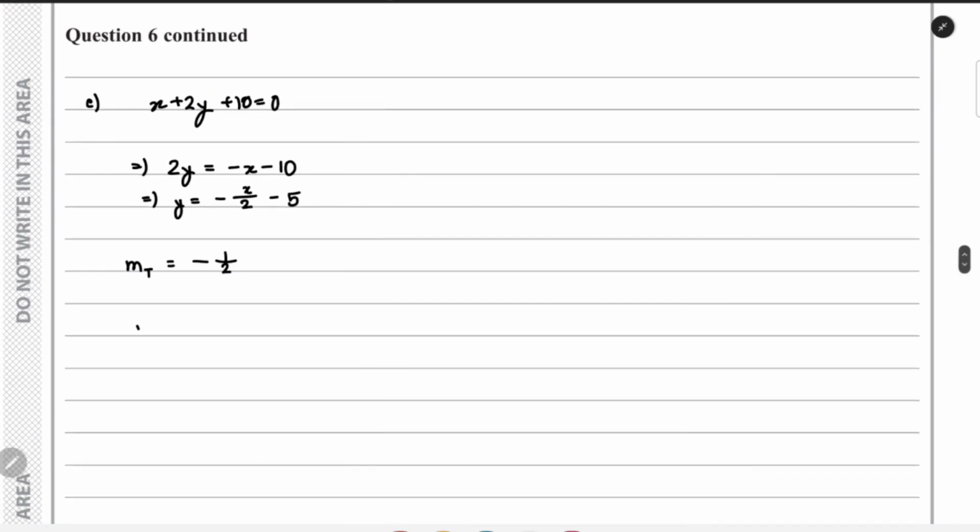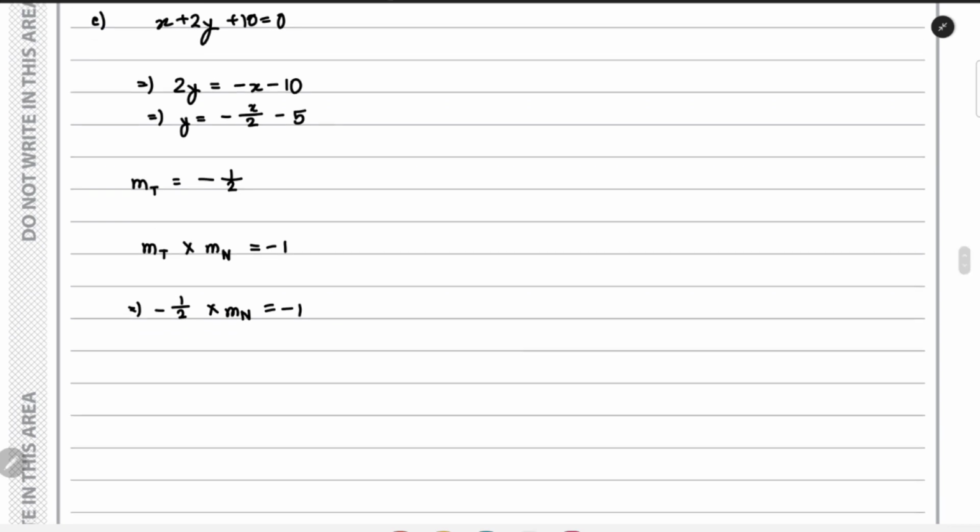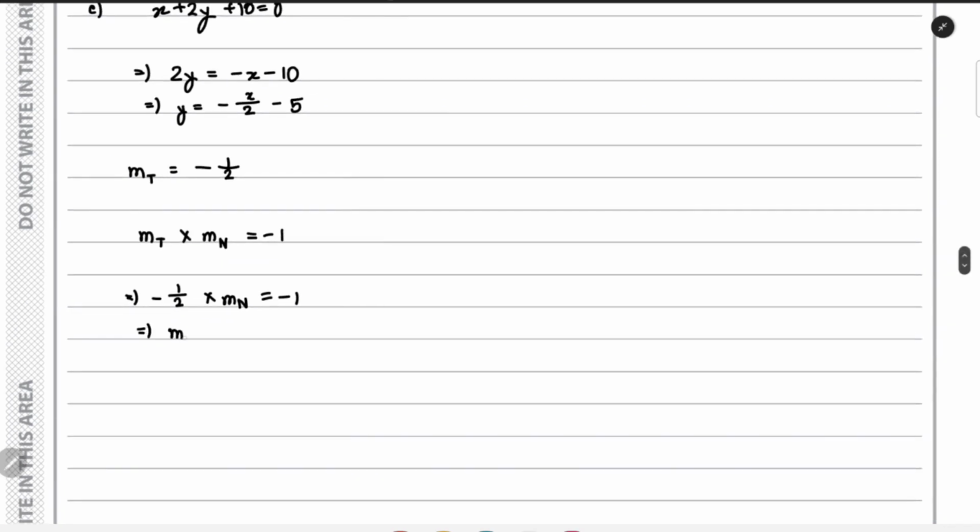The tangent and normal are perpendicular to each other, so if we multiply their gradients, we'll get minus 1. We already know the gradient of the tangent to be minus half. We want to find the gradient of the normal. The product would be minus 1. So for the gradient of the normal, we can cancel the minus out. This will be 1 divided by half, which is equal to 2.